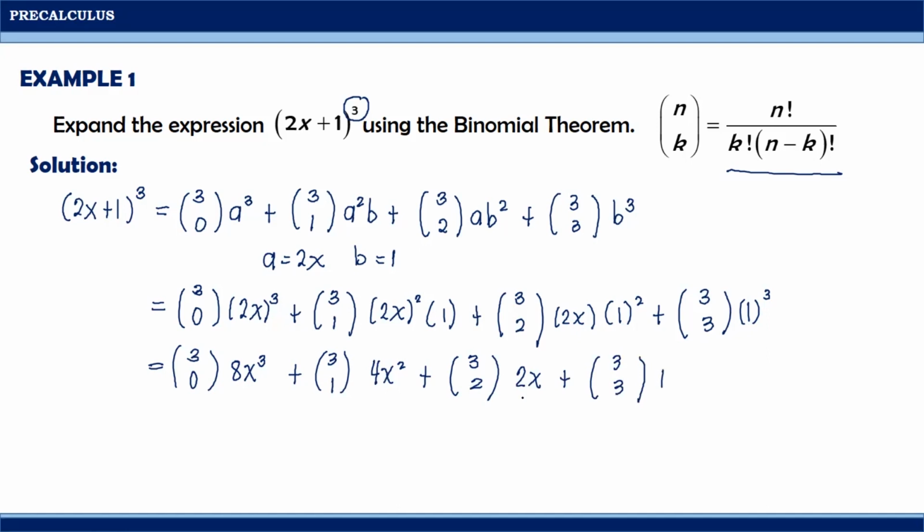The next step would be simplifying 3 taken 0, 3 taken 1, 3 taken 2, and 3 taken 3. To do that, we will be using the formula n taken k is equal to n factorial all over k factorial times n minus k factorial.